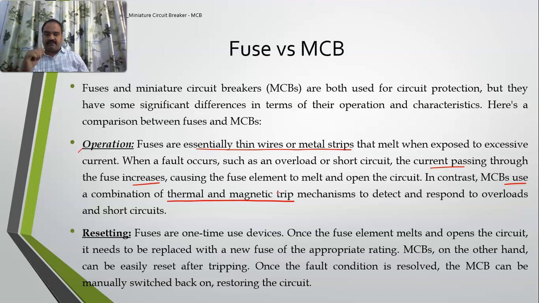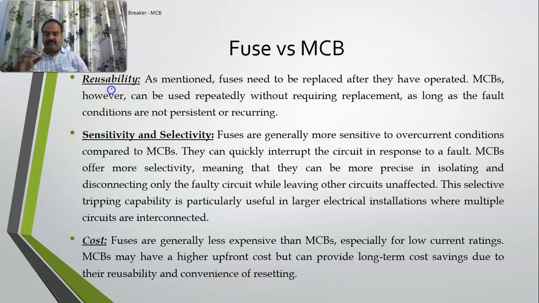Both are quite different. Coming to resetting, fuses are one-time use devices. Once it is melted off, you should replace it with a new fuse of appropriate rating. Whereas MCBs, on the other hand, can be easily reset after tripping. Once the fault is cleared, the MCB can be manually switched on, restoring the circuit. And reusability. As mentioned, a fuse once used cannot be reused. It is to be replaced. So if you have that problem again and again, then don't use a fuse in that case. Better go with an MCB if there is a possibility of frequent tripping.